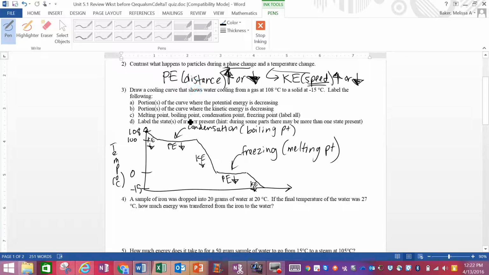Label the states of matter present. So way up here, when it's hotter than 100 degrees, it's a gas. And then on this plateau, it's both a gas and a liquid. Then it cools down as a liquid. And then this other plateau is both a solid and a liquid. And then it all becomes a solid.